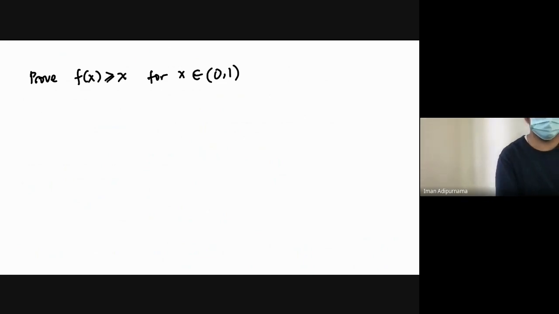Prove for x in the interval [0, 1]. Okay, so first that is our conditions. But to solve this, we need to take another assumption for another function. So we need to prove that this will be positive.